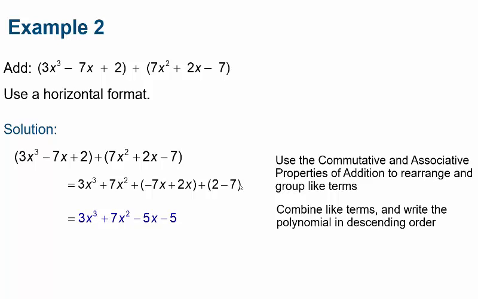So now I just combine like terms. The 3x cubed comes down, 7x squared comes down. Now I'm just going to add the coefficients here. So minus 7 plus 2 gets me minus 5x. And then obviously 2 minus 7 just gets me minus 5.